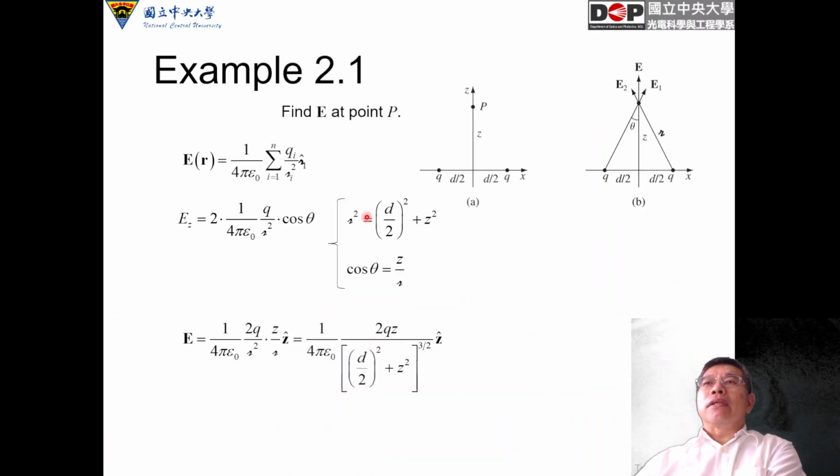Anyway, here is the example. Example 2.1 is finding the electric field at a certain observation point P.